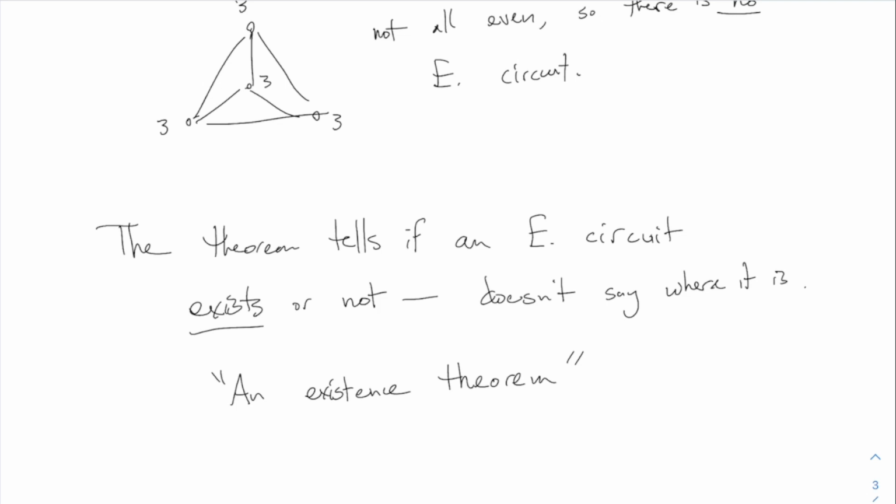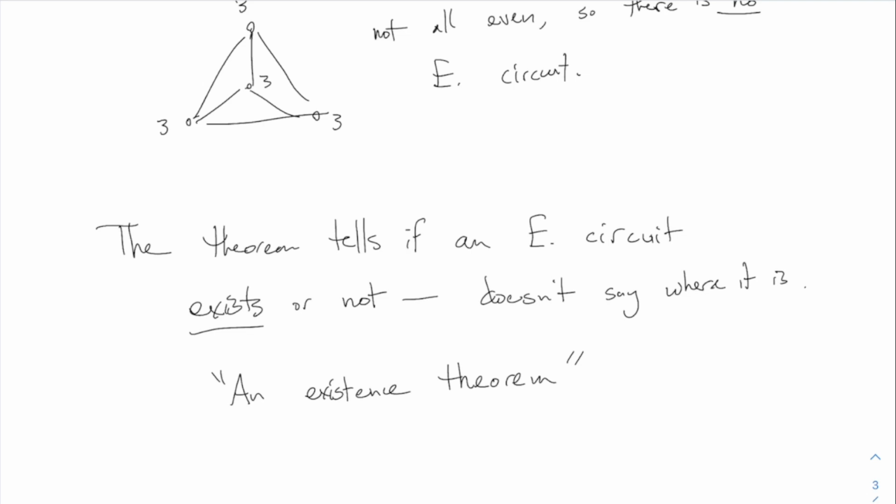A solution. So this is a joke about existence theorems. There are some mathematical facts that only tell you if a solution exists. They don't actually tell you how to do it or how to find it. And that's what this is like, the theorem about the Euler circuits. All right?